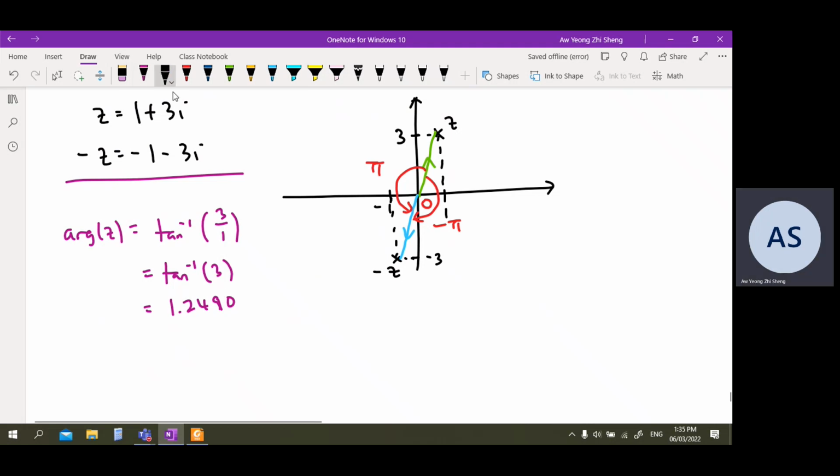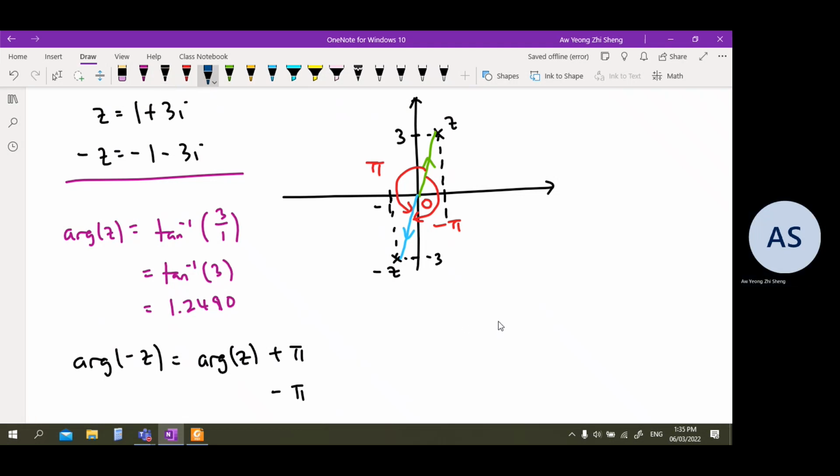Okay, so next, argument of minus z. I have two choices. I can take argument of z plus pi or minus pi. And so should I take plus pi or minus pi? I will have to figure out which one will give me an answer in the principal range. Okay. So recall that the principal range is from minus pi until pi.